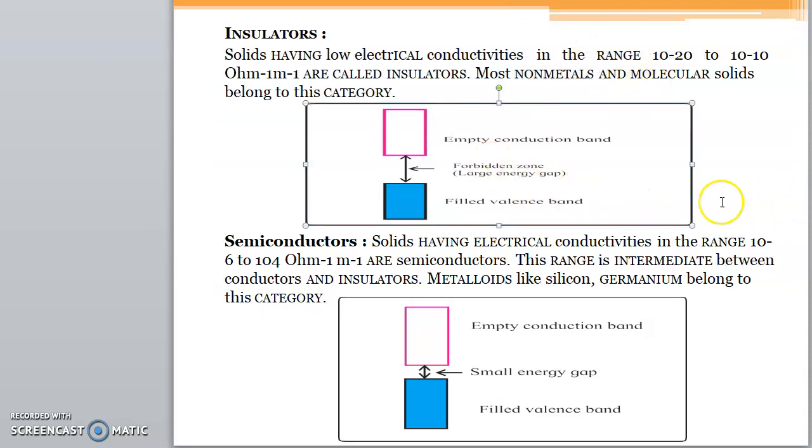Now here is a pictorial representation of how electrons make a substance a conductor or an insulator or a semiconductor. Looking at this diagram, this blue part shows the filled valence band. Filled valence band means the electrons are filled in that valence shell. There is a forbidden zone, a large energy gap between this conduction band, which is empty, and this filled valence band. Since there is a lot of gap, there is no conduction taking place in these kinds of substances. There is a large energy gap, as you can see here.